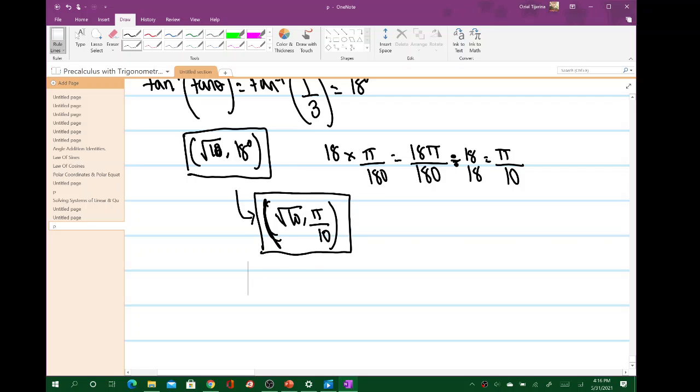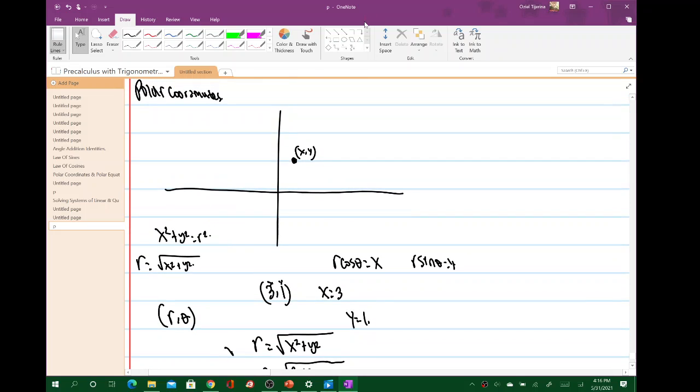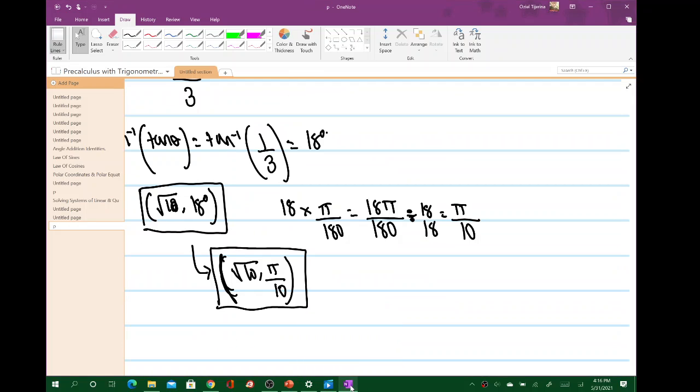So that's how you do it. And yes, I had to use this OneNote, even though it looks like it wants to crash, but at least it's not crashing. So, with that being said, guys, I hope this helps.